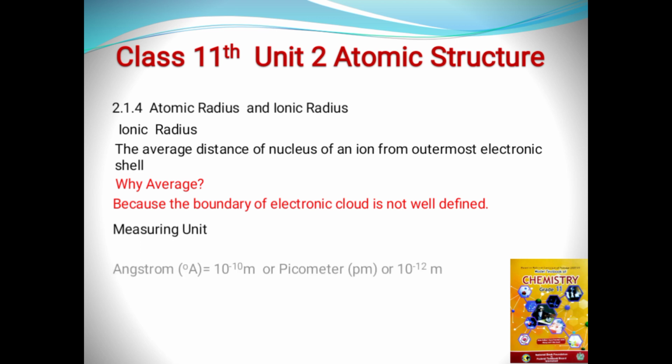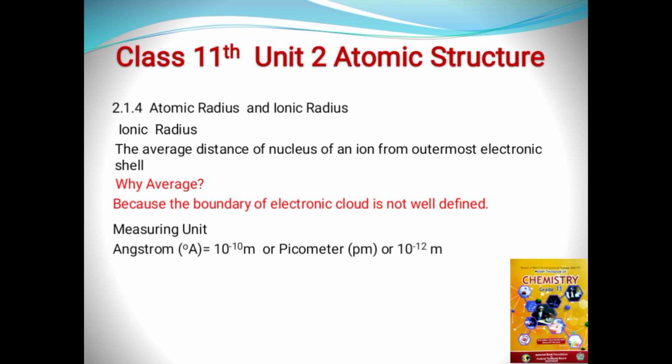Measuring units: the angstrom, which is equal to 10 raised to power minus 10 meters, or the picometer, which is equal to 10 raised to power minus 12 meters. These are the two units used for measurement of ionic radii.